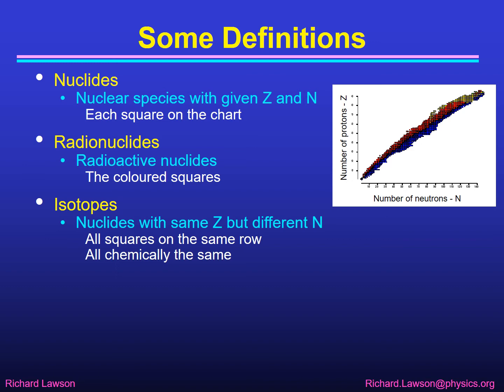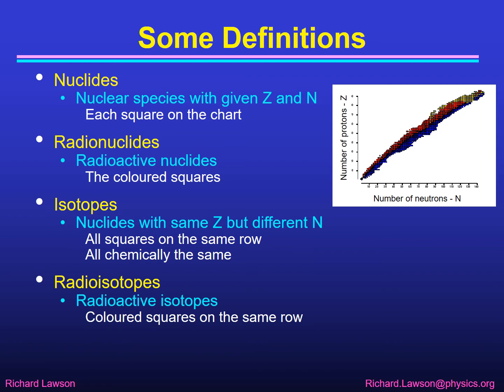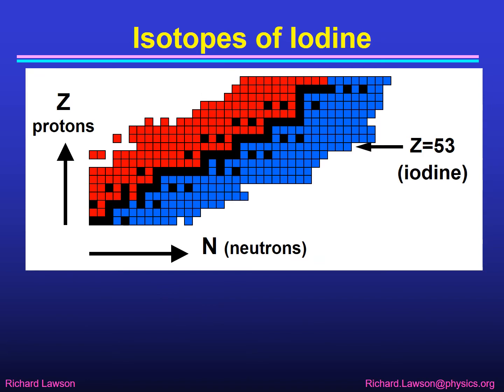Because they have the same number of protons, they have the same chemistry, they combine in the same way, they're all chemically identical. The radioisotopes are the radioactive isotopes, so those are the coloured squares on the same row, and those are the ones that we're interested in. So let's look at an expanded view of a bit of that chart that corresponds to the isotopes of iodine.